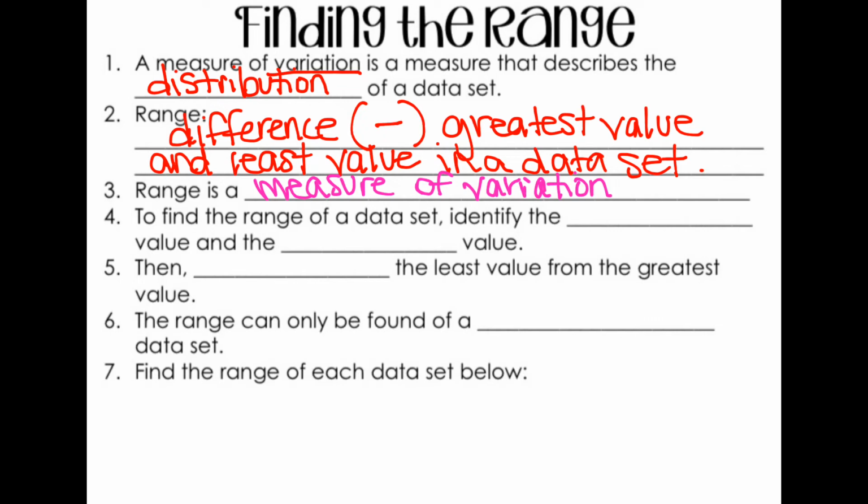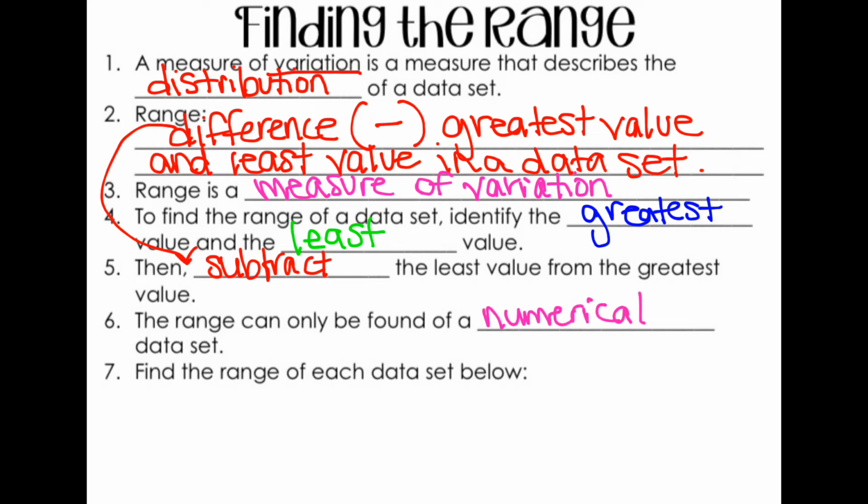To find the range of a data set, you first identify the greatest value and the least value, which is your smallest value. Then, like I said, difference meant to subtract. You then subtract the least value from the greatest value. So big minus small.